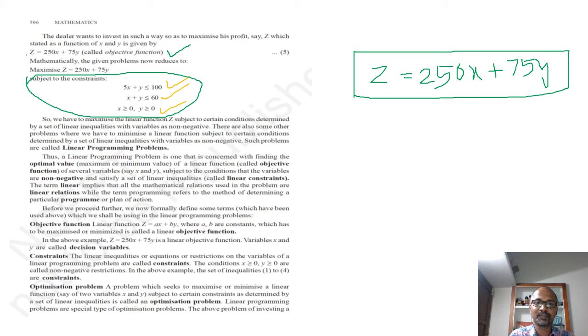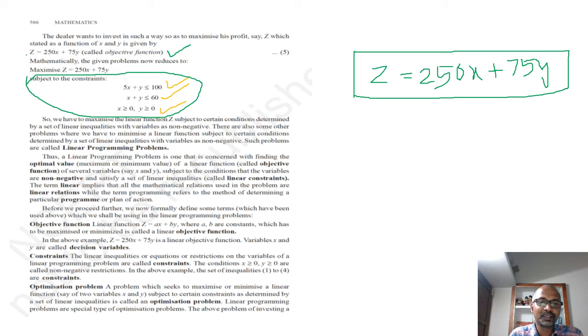All these constraints you state: 5x plus y less than or equal to 100, x plus y less than or equal to 60, x greater than or equal to 0, y greater than or equal to 0. Alright, this is called the linear programming problem. This is the general structure of linear programming problems. So I have introduced all the terms related to this. What is the objective function, and what are the decision variables? X and y are called decision variables, and what are the constraints? The inequalities which indicate the restrictions given in the context.